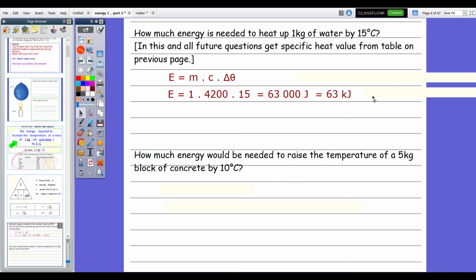Question number 2, have a pause of the video. Have a go at doing it yourself. Don't just copy these answers out into your booklet. Have a go at doing them. See if you can get them right before you see the answers.